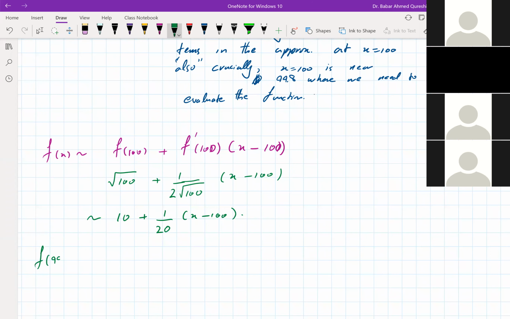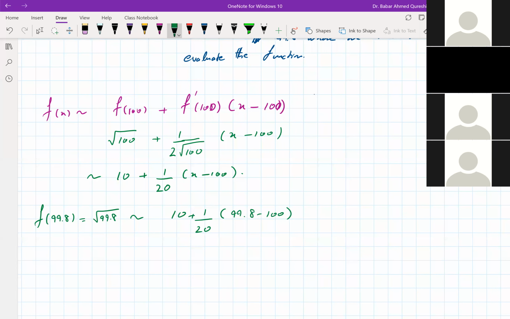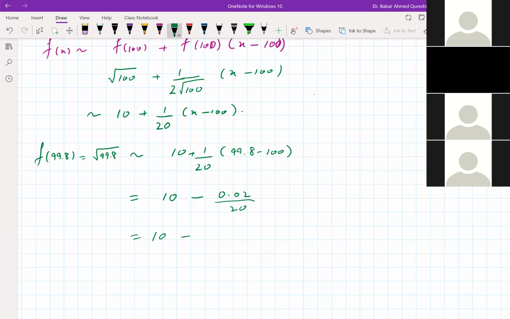So now I can evaluate at 99.8. It's going to be about 10 minus 0.2 over 20. So 10 minus 0.01. So you get 9.999.